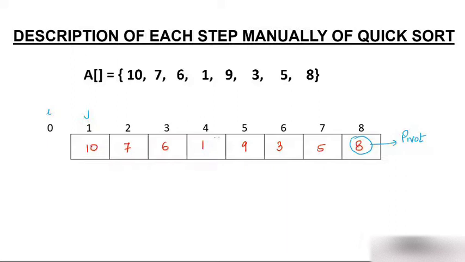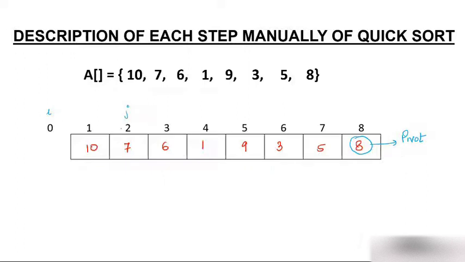My job is to find a suitable position of 8, because the element which we have selected is 8, and now my job is to provide the exact position of 8. See the process. I'll compare AJ. What is AJ? 10. I'll compare AJ with pivot. If this element is less than 8, I'll increment I. Since this element is not less than pivot, I'll simply increment J.